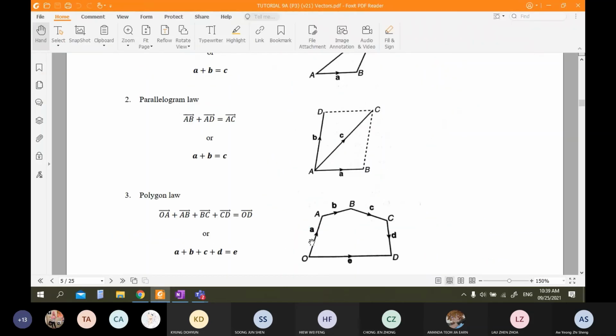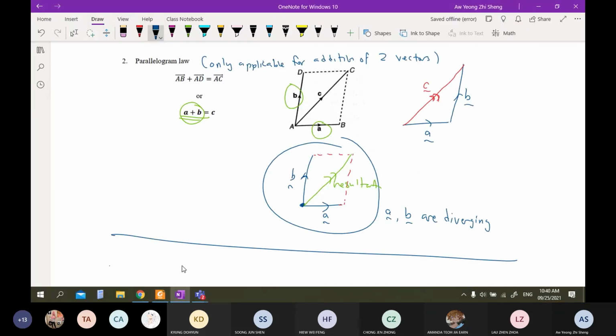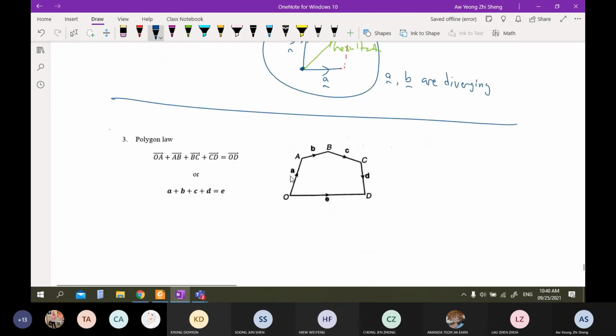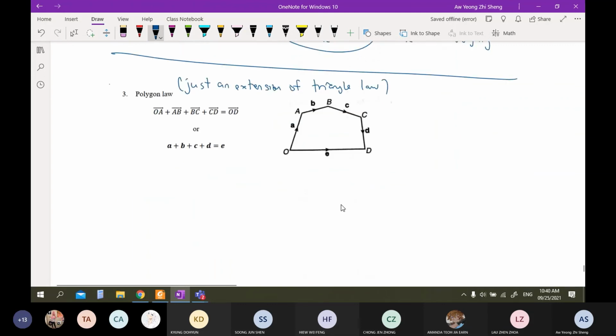Then next is polygon law. Polygon law is just an extension of triangle law. The triangle law in point number 1 is when we add up two vectors. If you add up 3 or more vectors, of course you won't get a triangle, it will be a more complicated polygon. So it's just an extension.